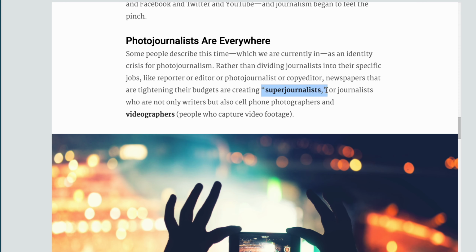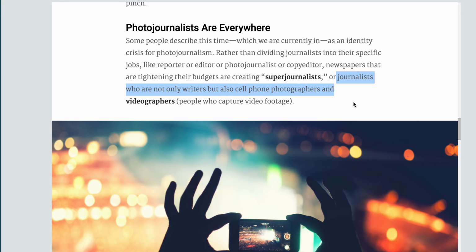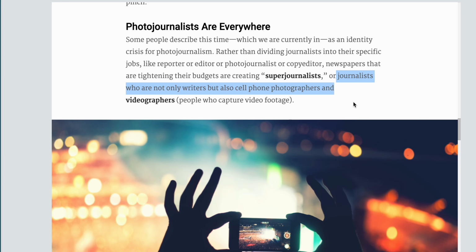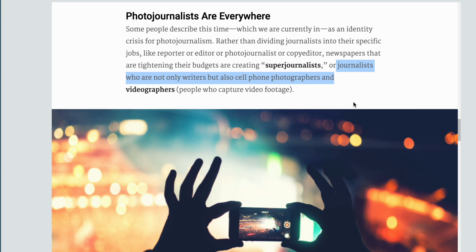Nowadays we have those new terms appearing: super journalists, super teachers, super doctors. They're not doing only one job, they're doing many jobs at one time. Those are journalists, for example, who are not only writers but also cell phone photographers and video photographers. Twenty years ago, before the invention of all this new technology, we used to have a person who only specialized in writing content, another one who would take photos, another one who would create a video. Now one person is able to do all that.